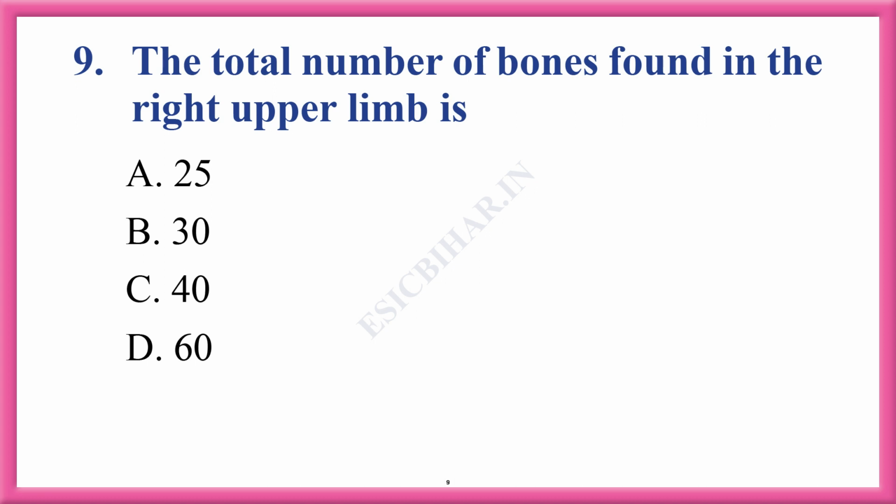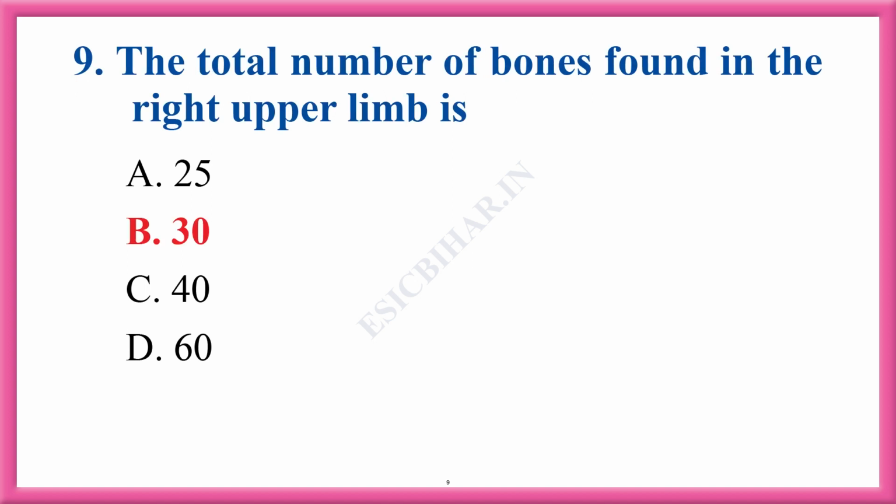Question 9. The total number of bones found in the right upper limb is A. 25, B. 30, C. 40, D. 60. And answer is B. 30.